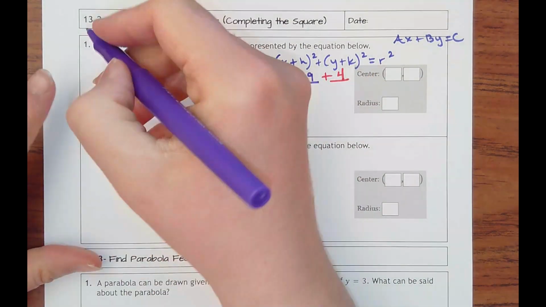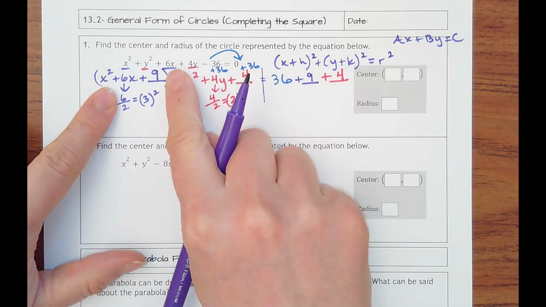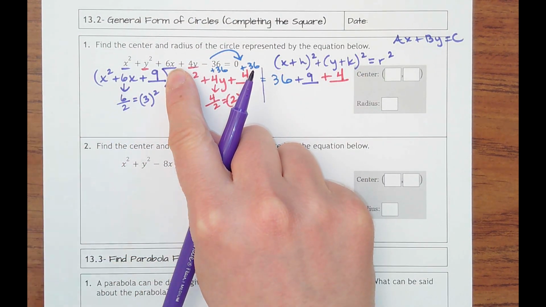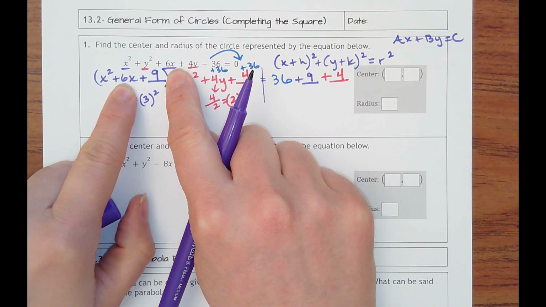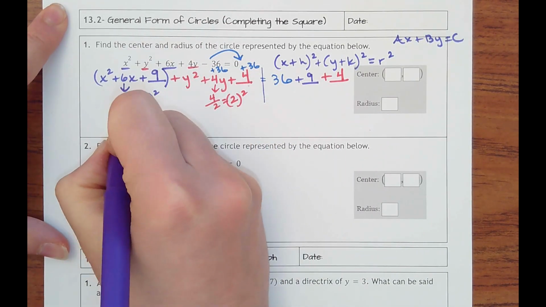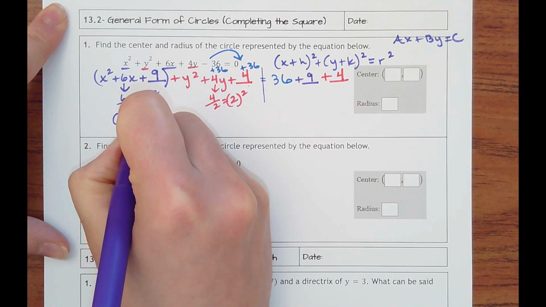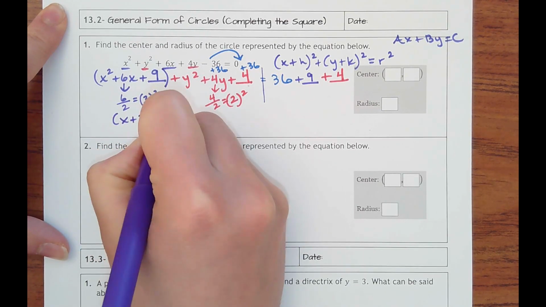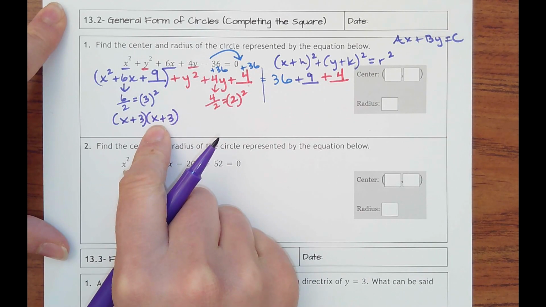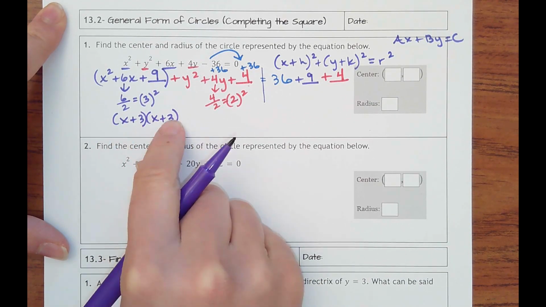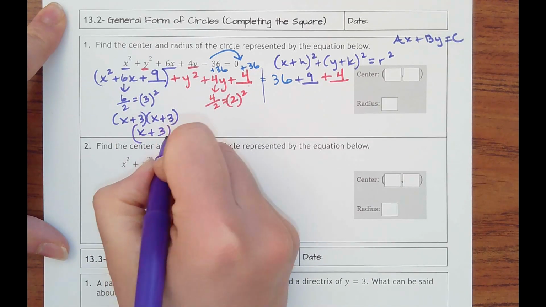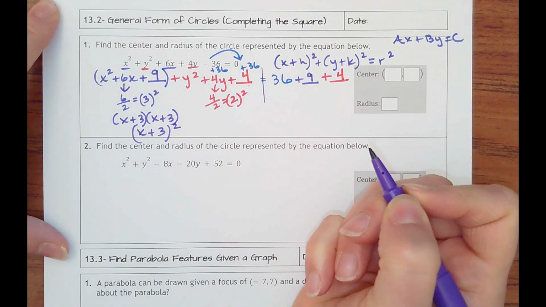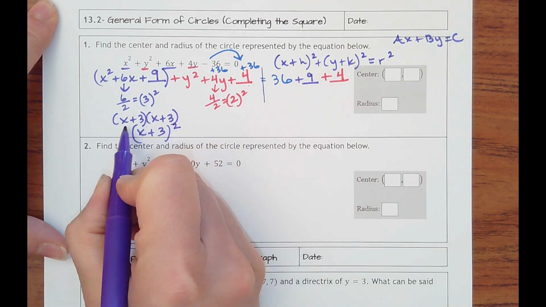Then what I'm trying to do is factor this. This should be a perfect square trinomial. So you want to think of what two numbers multiplied to make 9 that add to make 6. And that would be x plus 3 times x plus 3, right? If I FOILed that out, I would get x squared plus 6x plus 9. So we really want to write this as x plus 3 quantity squared.